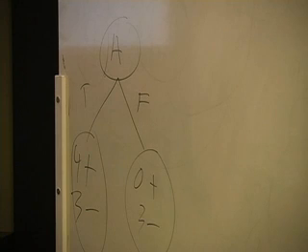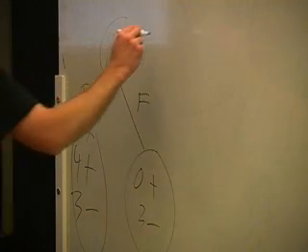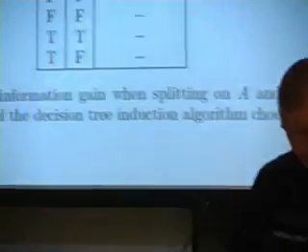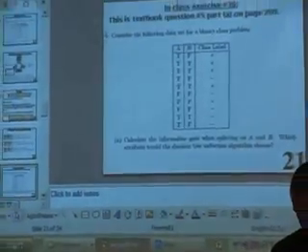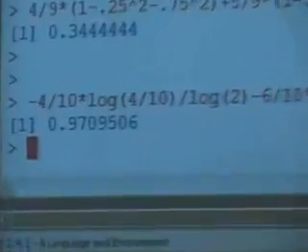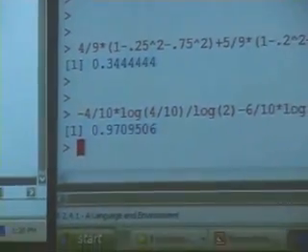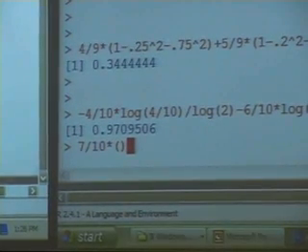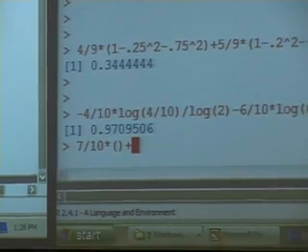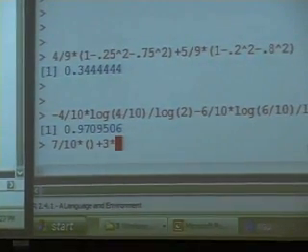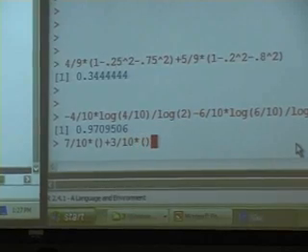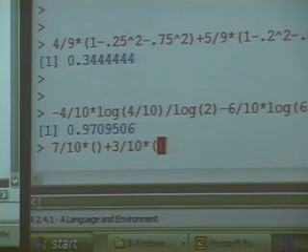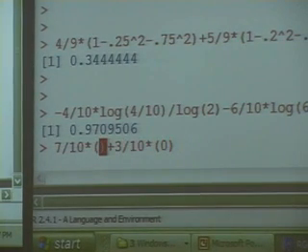And again, how are you going to do this? Well, maybe I'll just do it here in R to save time. So I'm going to again take the weighted average within each node. 7 out of the 10 observations are in that node. So 7/10 times the entropy in that node plus 3/10 times the entropy in the other node. Now, the entropy in the other node is 0, right? The entropy for a pure node is 0, so that's just 0. So basically, I need 7/10 times the entropy in this node.